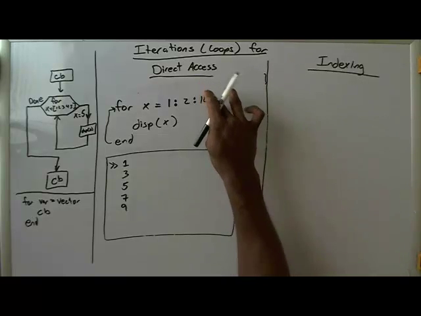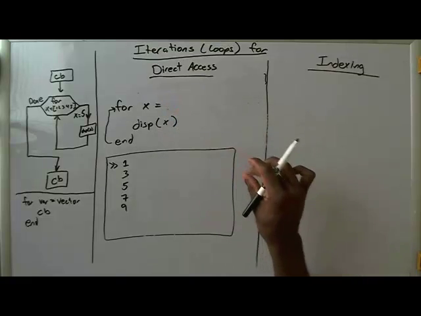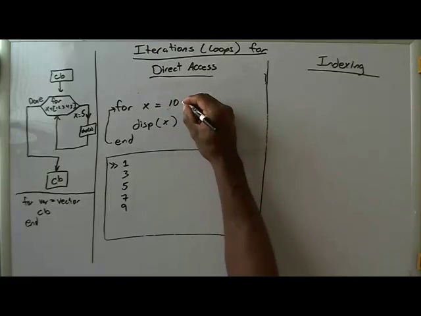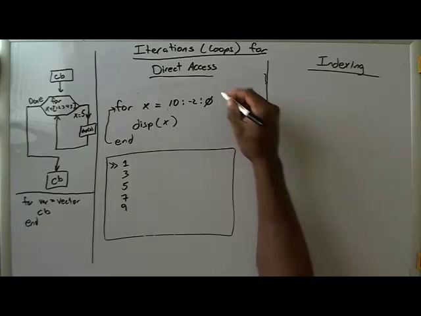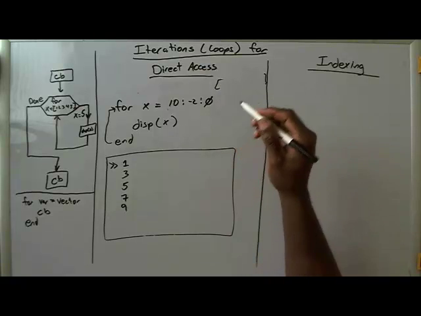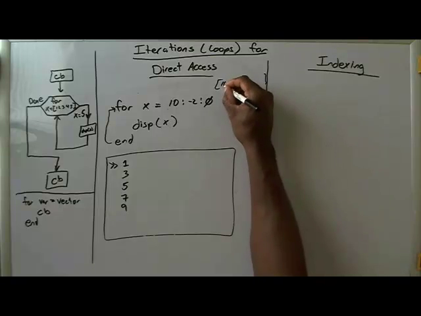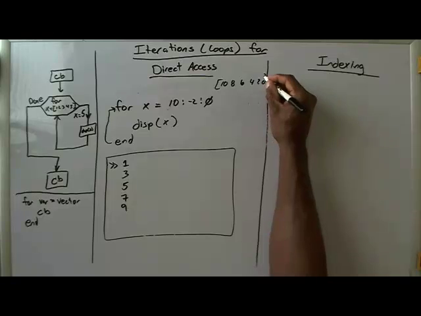Any vector can go in there. I can use linspace if I wanted to create a vector. Any vector can go in there. Let's say if I did 10 colon -2 colon 0, start step stop, then I get the vector 10, 8, 6, 4, 2, 0.